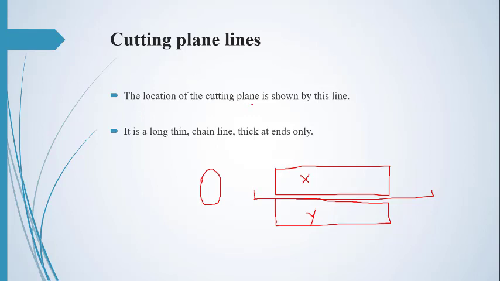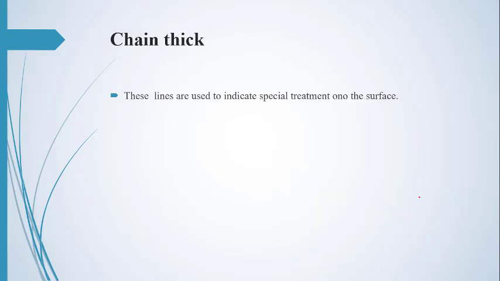The location of the cutting plane is shown by this line. It is a long thin chain line, thick at ends, like this. This is thick at ends. So this is known as cutting plane lines.